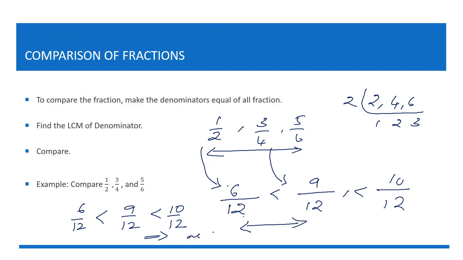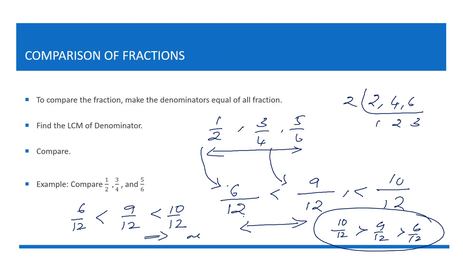Or otherwise you can do it like this also. This is the ascending order you can write, or if you want to go with the descending order, that is 10 by 12, greater than 9 by 12, greater than 6 by 12. This is how you have to do it. This is comparison. These kinds of questions they will ask, you need to practice a lot.